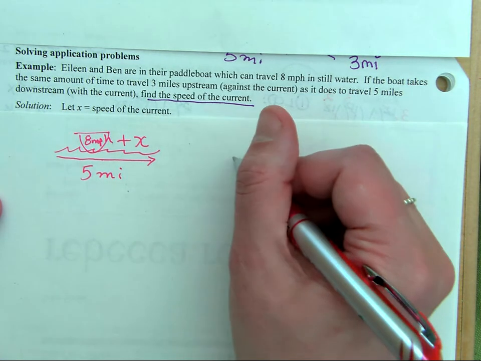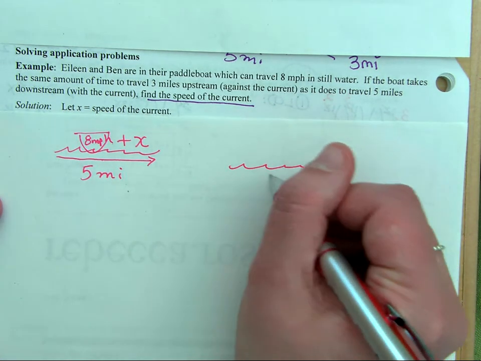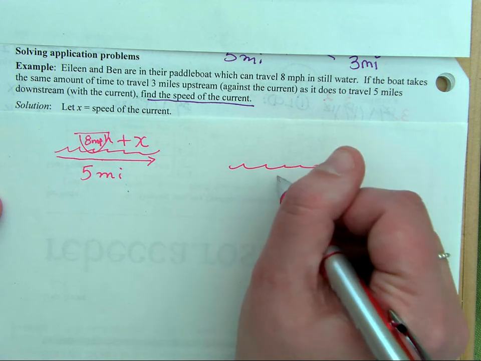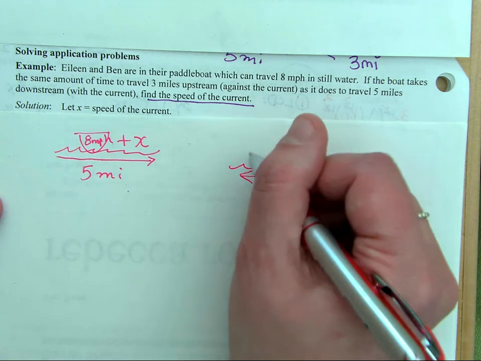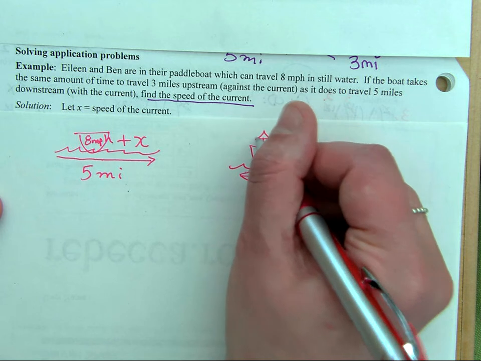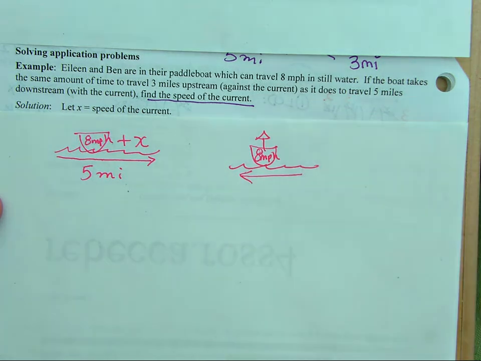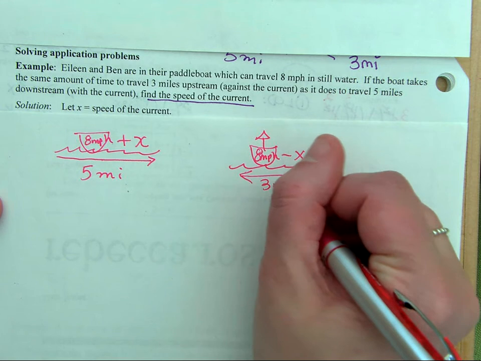Then you have the situation where here's your boat. Now you're trying to fight against the current. So the current is going this way. You have 8 miles per hour in your boat. Okay, and what happens to that speed? It subtracts. So it's going to make your speed slower, and you went 3 miles.